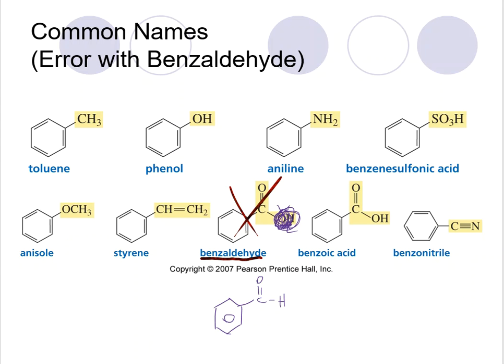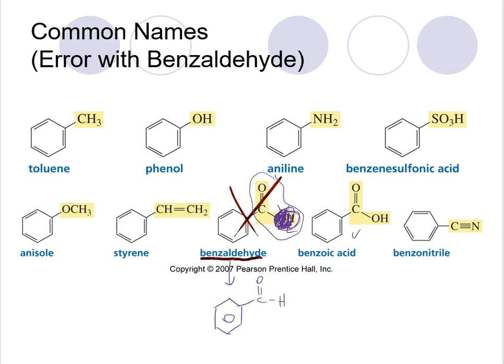So what they did is that they replicated this C double bond OOH, and they used it for benzaldehyde, but they also used it for benzoic acid. Now, benzoic acid, that is correct. It is C double bond OOH, but here it was just a misprint. That oxygen needs to be gotten rid of, and this is a C double bond OH for benzaldehyde.